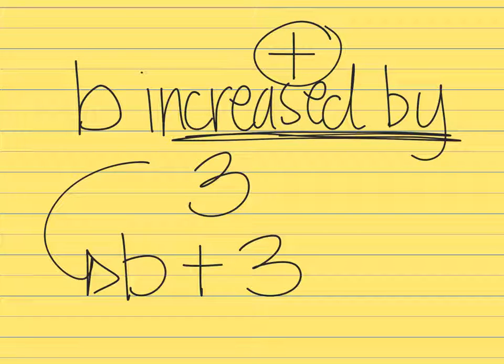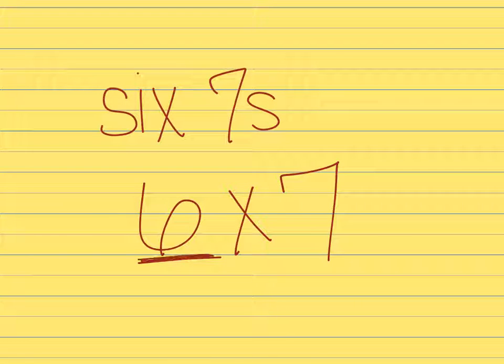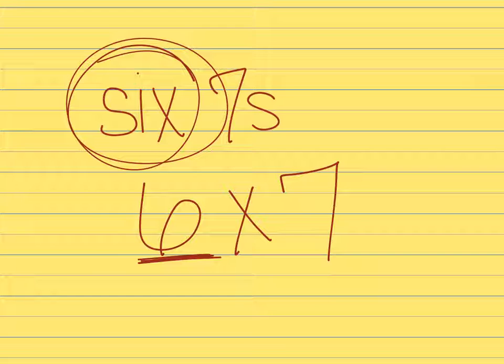Let's try another one. What if my expression said 6 sevens? I would know just by looking at it that that would be 6 groups of 7, because I have 6 sevens. When they're right next to each other like that, you're multiplying. So 6 sevens would be 6 times 7. And this would be just a numerical expression because I didn't have a variable. There was no letters on this one.